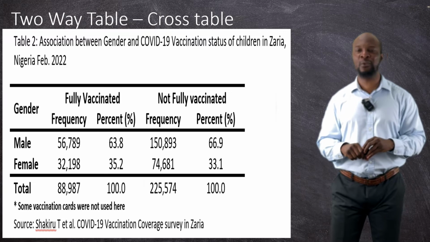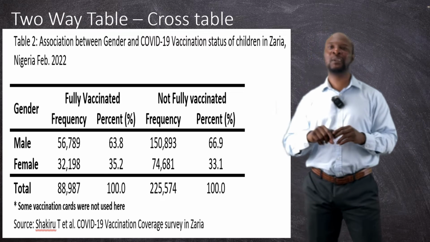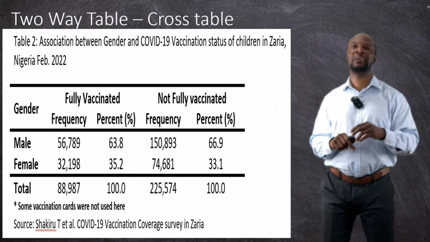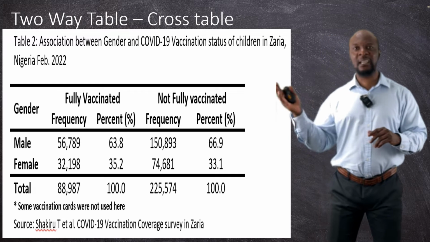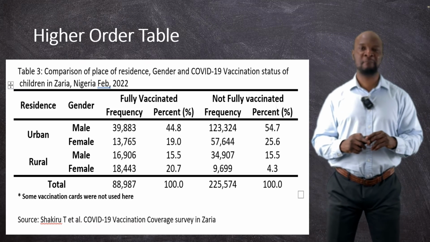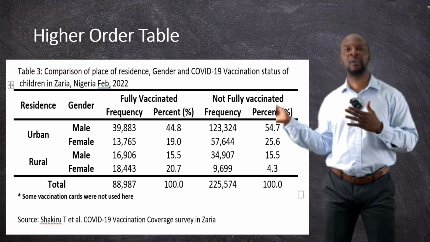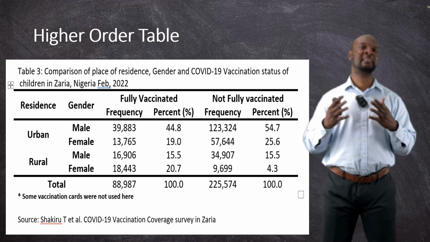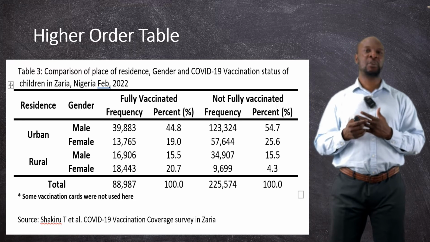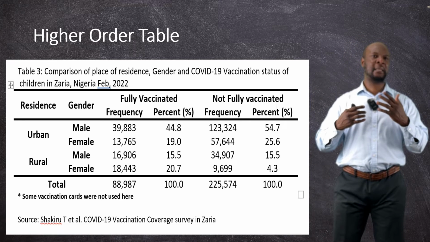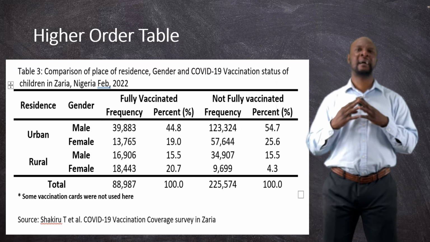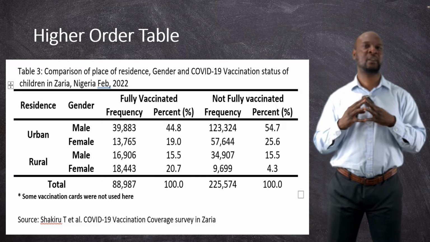This is a two-way table, also known as a contingency table or a cross table, also known as an R by C table. Okay. So the last one we're talking about is the multi-way table or the higher order table. And here, when you want to compare three variables or more together, you can put them in a table, and this table is known as the higher order table.